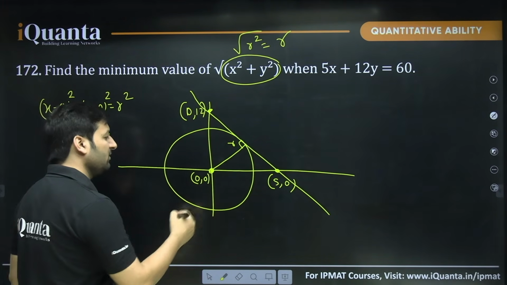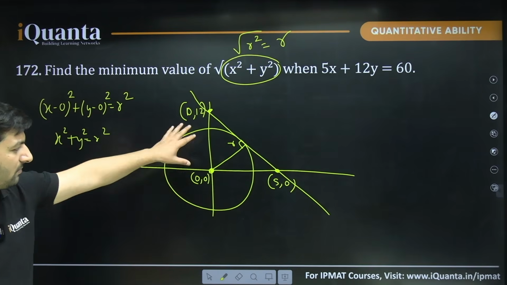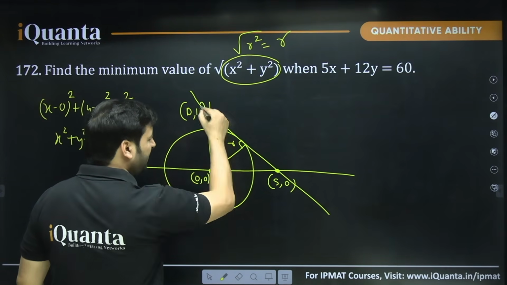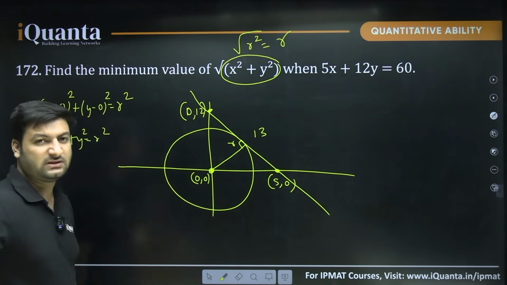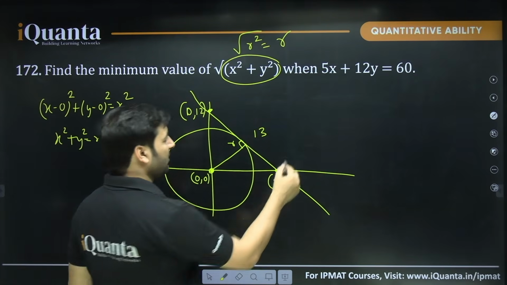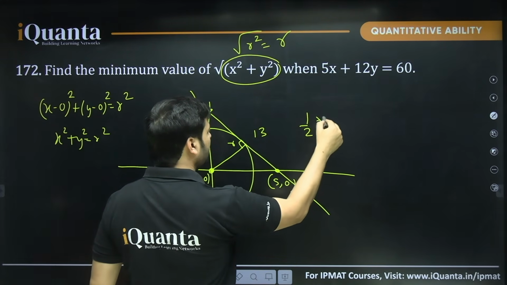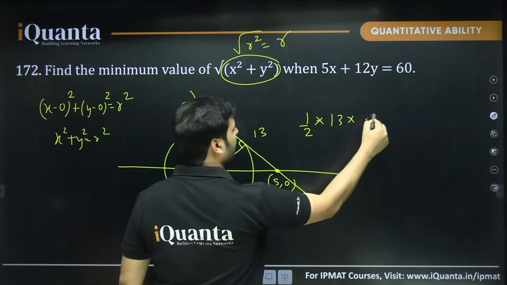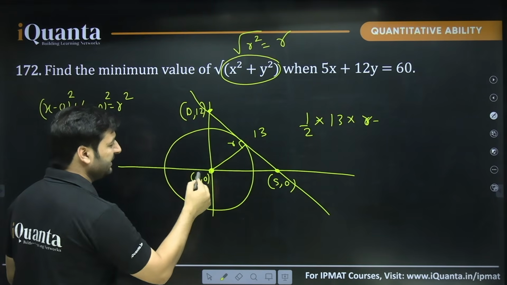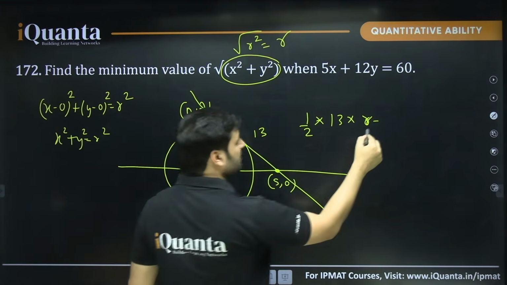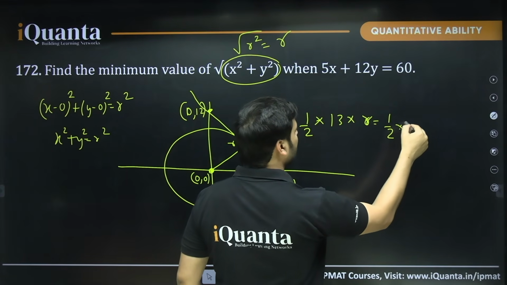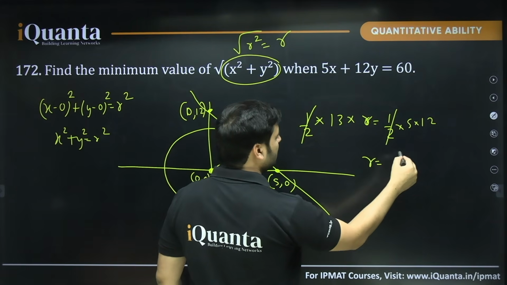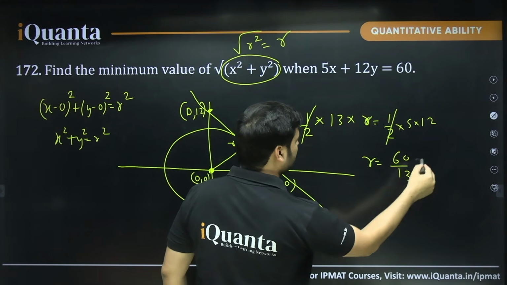Now things have become a lot easier. How to do it? You have to calculate this r. This is 12, this is 5, this will obviously be 13 because it's the hypotenuse. So how to calculate r? You know that the area will be half into base, which is 13, and the height will be r, and that will be equivalent to half into this base into this height, which is half into 5 into 12. This cancels, and r will be equal to 60 upon 13. That's your answer.